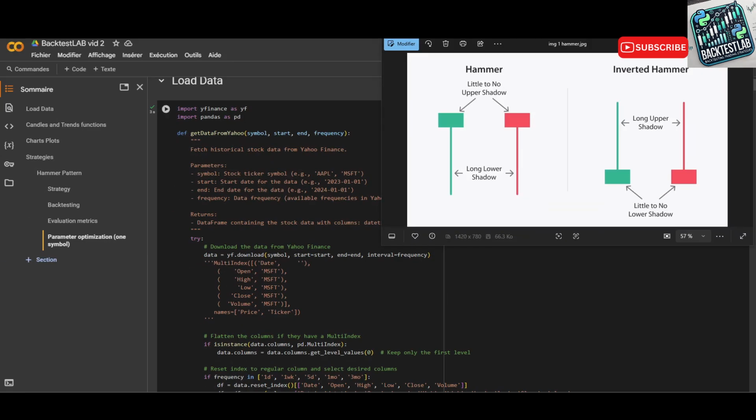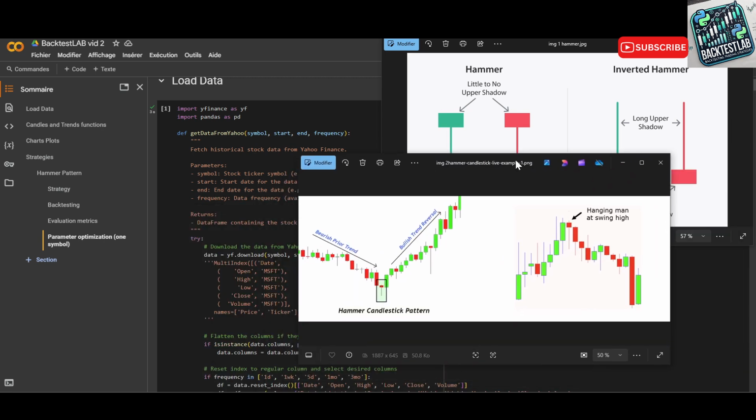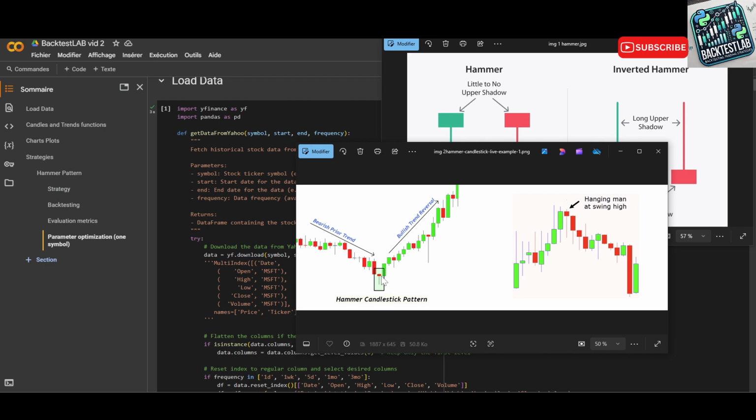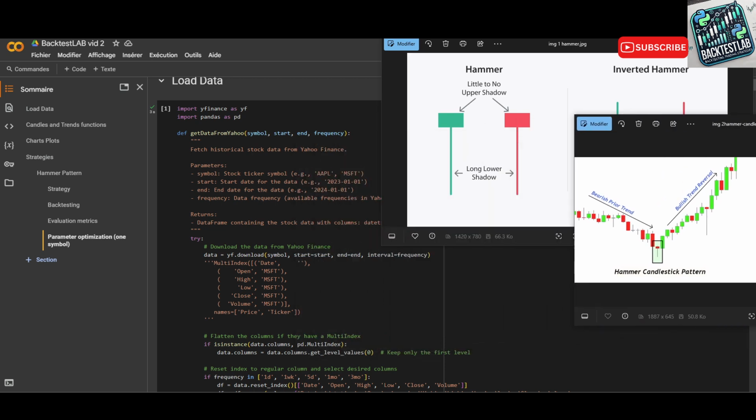A hammer is usually characterized by a small body and a long shadow. So if you have, for example, a long lower shadow, this is called a hammer. And you can see, on this specific example, when it is formed after a downtrend, this is called a hammer and we have a reversal. However, when it is at the end of a long uptrend, in that case, it is called a hanging man.